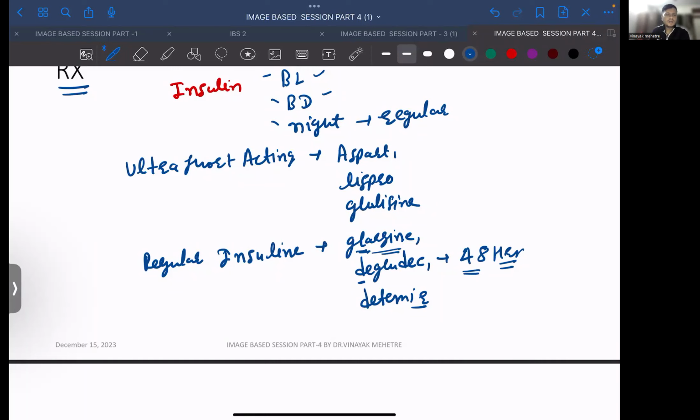So they will shift the option. Which of the following is the longest acting? Instead of giving degludec and detemir, they will give glargine. Okay, glargine use किया जाता है इंजेक्शन लैंटस के नाम से. Okay, इंजेक्शन लैंटस. Okay, वर्ल्ड वाइड नेम यूज होता है लैंटस. नाम क्या है ब्रांड का? That is लैंटस.